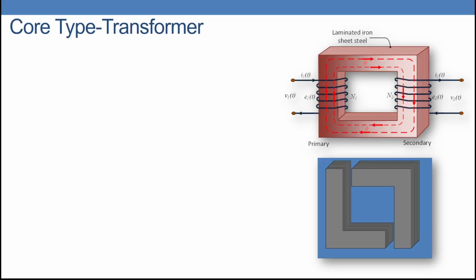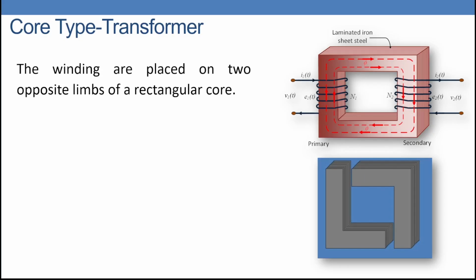The first type is a core type transformer. So the iron core forms the main structure of this type. The windings are placed on two opposite limbs of a rectangular core, as we can see here. The left side, for example, forms the primary and the right side forms the secondary. The iron core is formed using laminations, something like these L-shaped laminations.